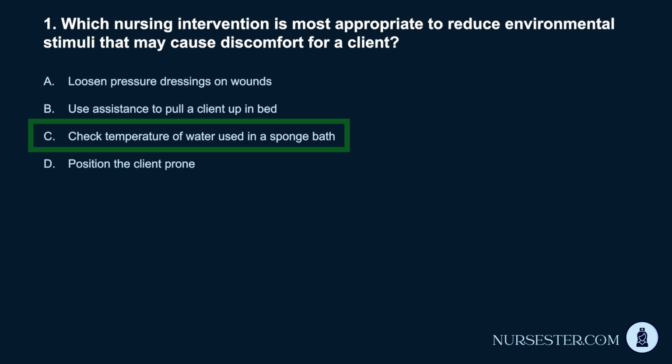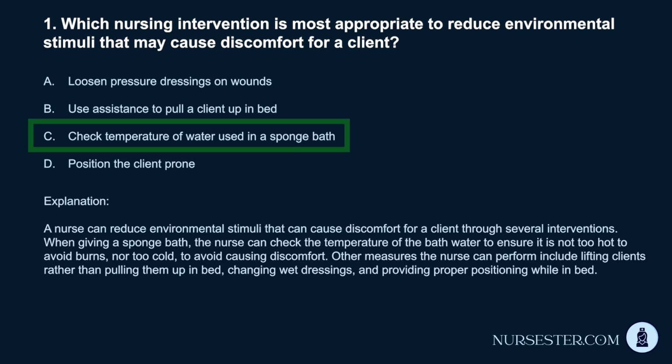Correct answer, C. Check temperature of water used in a sponge bath. A nurse can reduce environmental stimuli that can cause discomfort for a client through several interventions. When giving a sponge bath, the nurse can check the temperature of the bath water to ensure it is not too hot to avoid burns, nor too cold to avoid causing discomfort. Other measures the nurse can perform include lifting clients rather than pulling them up in bed, changing wet dressings, and providing proper positioning while in bed.